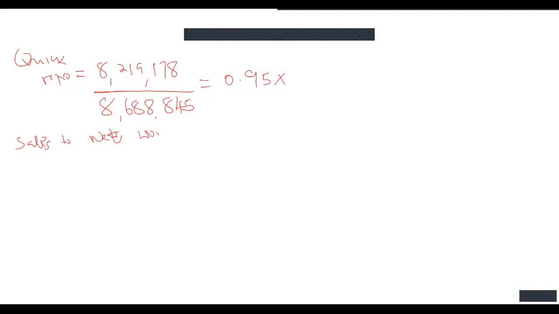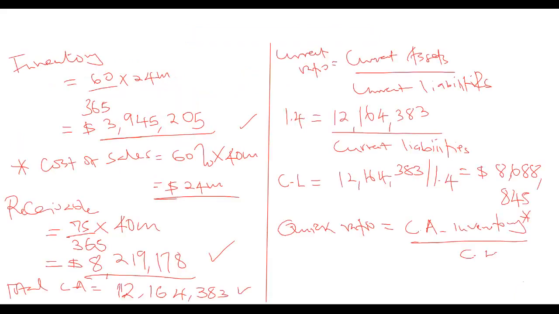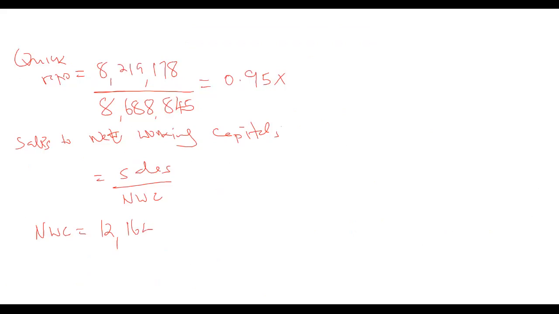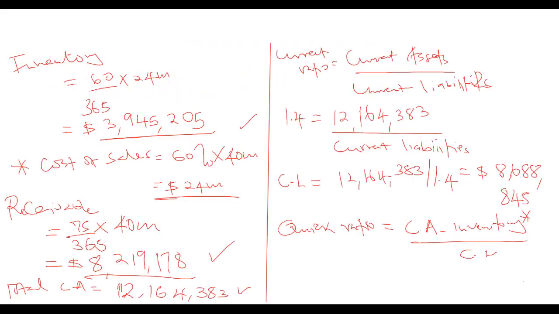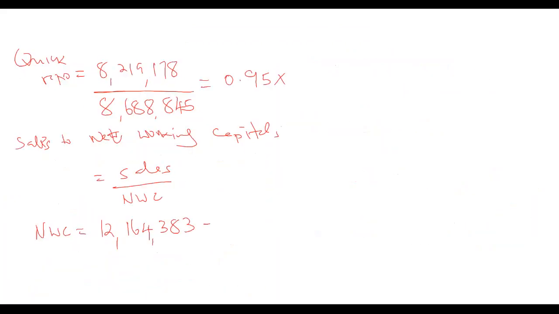The ratio is just as it is, therefore it will be equal to sales of the company divided by net working capital. And the net working capital is current assets minus current liabilities. And the current assets, we got 12,164,383, minus current liabilities, which is 8,688,845.